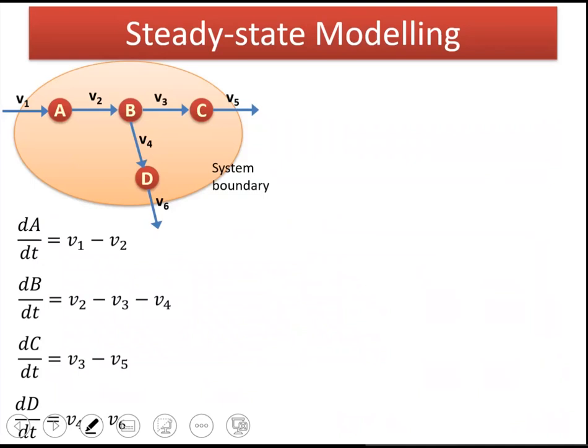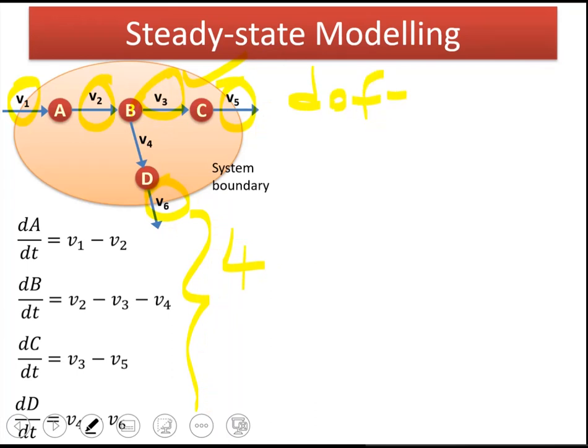Let's start with the steady-state modeling with matrix representation. We have covered this example before. So here we have 4 metabolites within the system boundary. So our number of equations is 4. And we have 6 unknowns. So our degrees of freedom is 2.